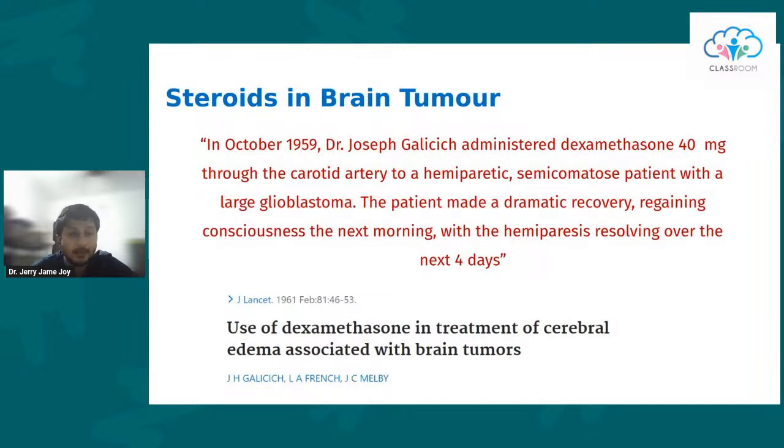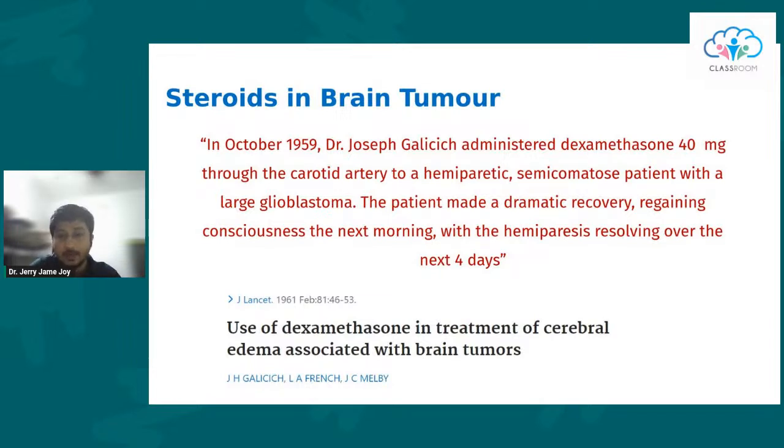In 1959, a neurosurgeon, Dr. Joseph Galsey, administered dexamethasone 40 milligram through the carotid artery to a hemiparetic semi-comatose patient with a large glioblastoma. The patient made a dramatic recovery, regaining consciousness the next morning, with the hemiparesis resolving over the next 4 days.